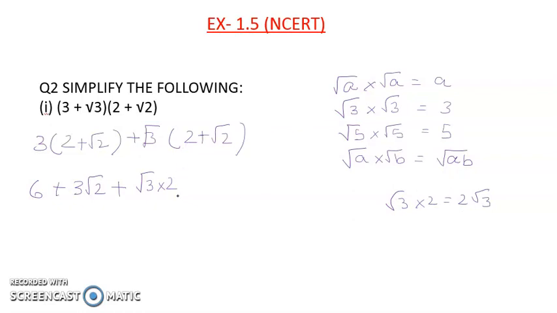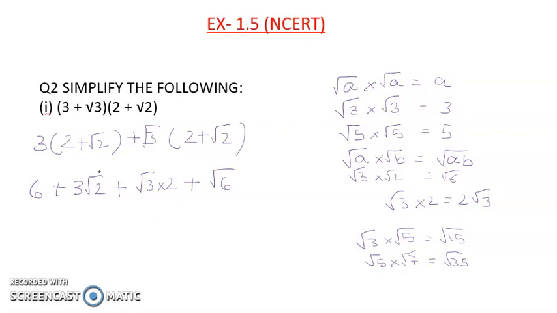Next step, plus root 3 into root 2. Now both are in square root, so root 3 into root 2 will be root 6. How? Because root a into root b is root ab, so root 3 into root 2 is equal to root 6. Another example, root 3 into root 5 is equal to root 15, or root 5 into root 7 is equal to root 35. Only when they are same, root a into root a will give me a, root 3 into root 3 will give me 3.